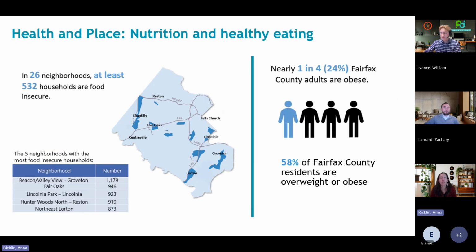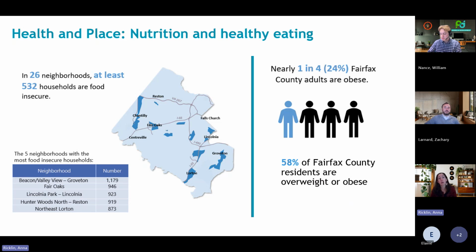When it comes to nutrition and healthy eating, we also see some patterns by geography, again, some of those same areas, not all the same areas, but some of the same areas where we saw low physical activity. We also see high food insecurity. The map is there, and the list of the top neighborhoods is there for the places where people are the most food insecure, meaning they're not able to afford food on a regular basis.